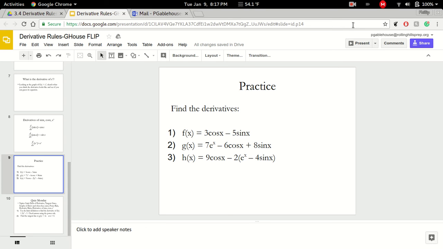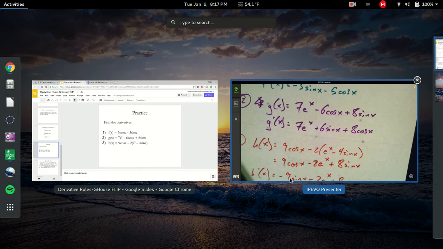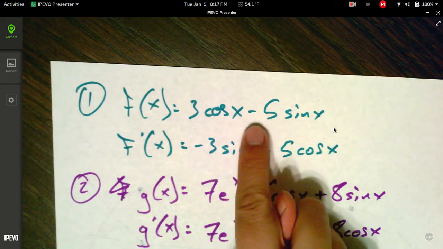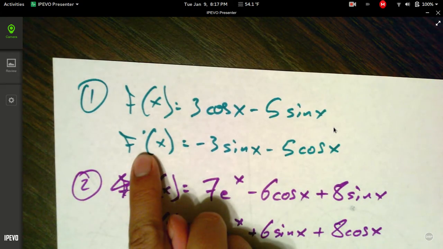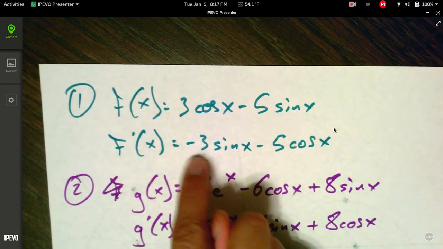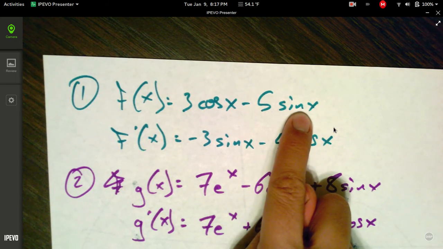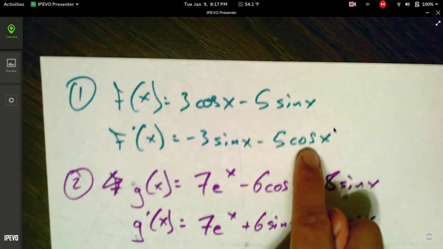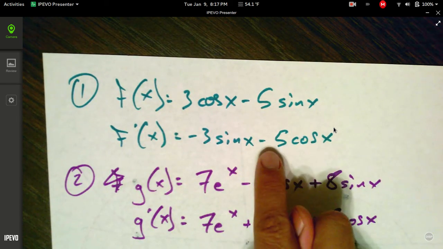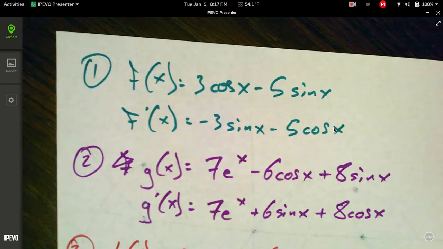So we have f of x equals 3 cosine x minus 5 sine x, g of x equals 7 e to the x, and so on. Let's go to my live feed and take a look at these. Number one, f of x is equal to 3 cosine x minus 5 sine x. The derivative of cosine x, remember, becomes negative sine x, so you'll end up with negative 3 sine x. Sine x becomes positive cosine x, so the sign stays the same: 5 sine x becomes minus 5 cosine x. There's your f prime of x.